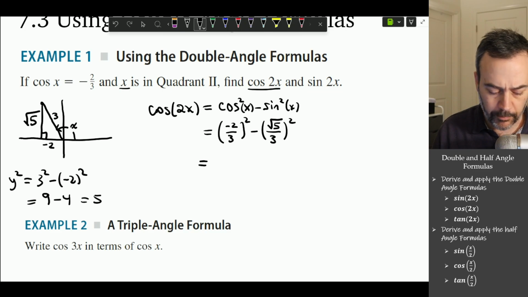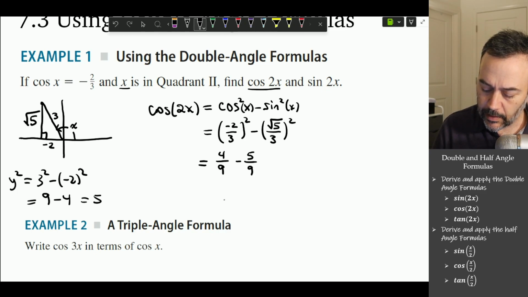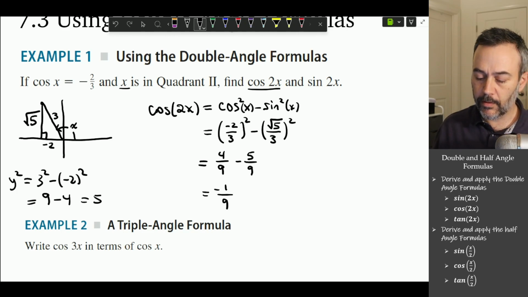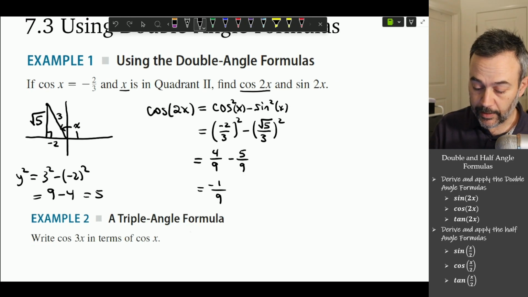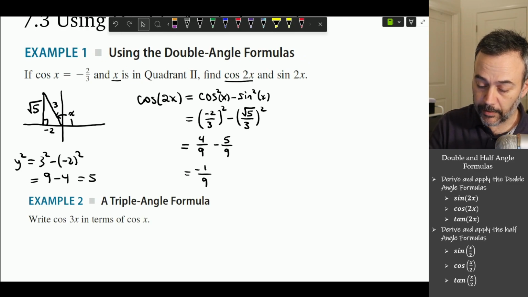Let's see, what does that end up being? 4/9 minus 5/9, so -1/9. Done. That's it. So that's an application of the double angle formula.